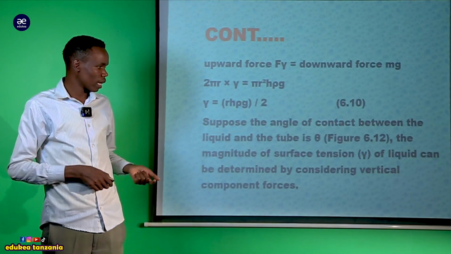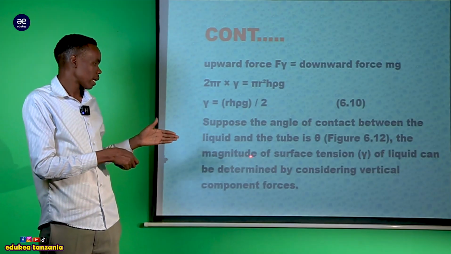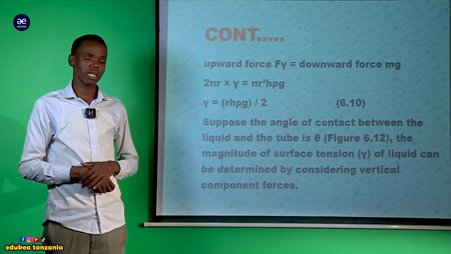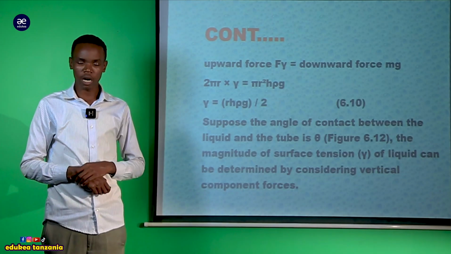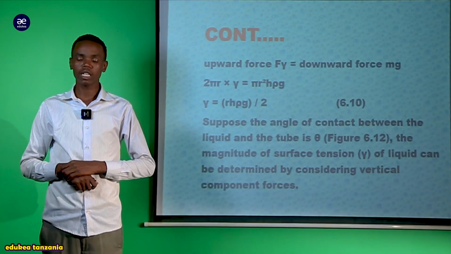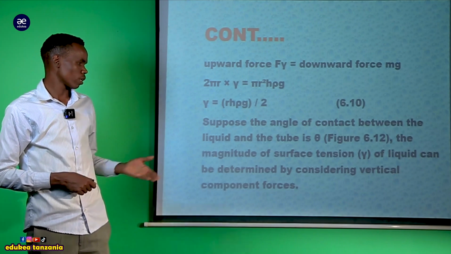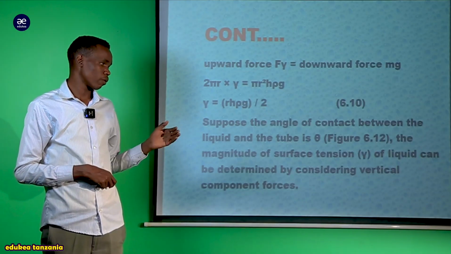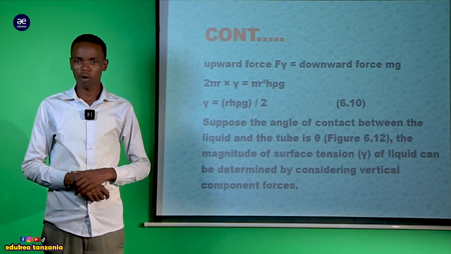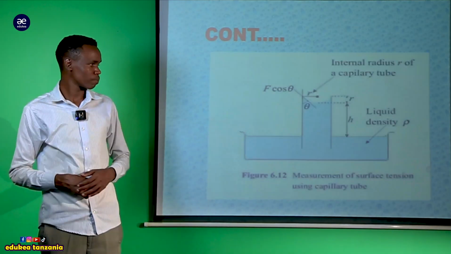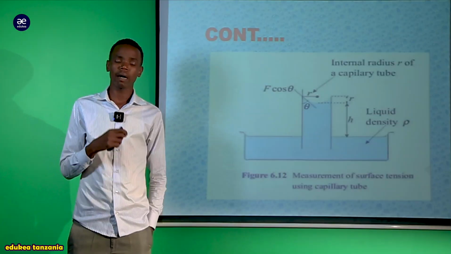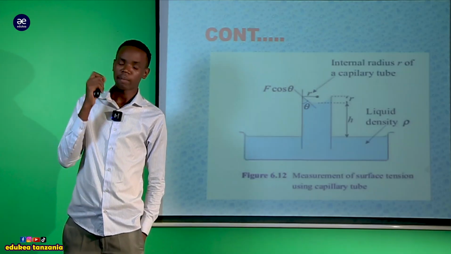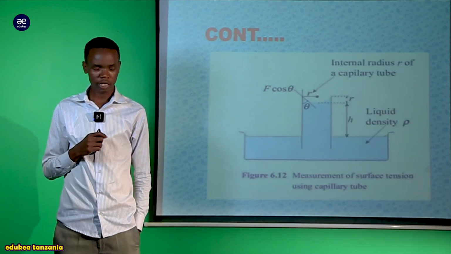Now, on our figure, this y represents the magnitude of the surface tension of the liquid, which can be determined by considering the vertical component forces. So, in order to identify the magnitude of this surface tension, we should consider the vertical component forces as we observe here. This is our figure number 6.12.